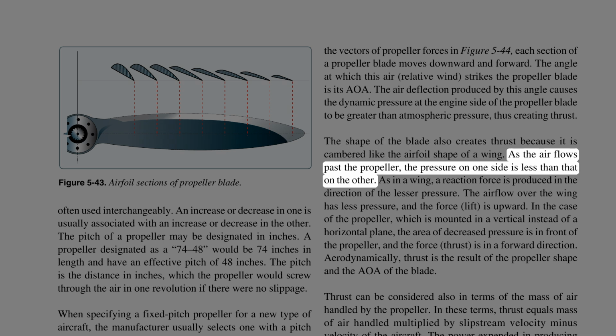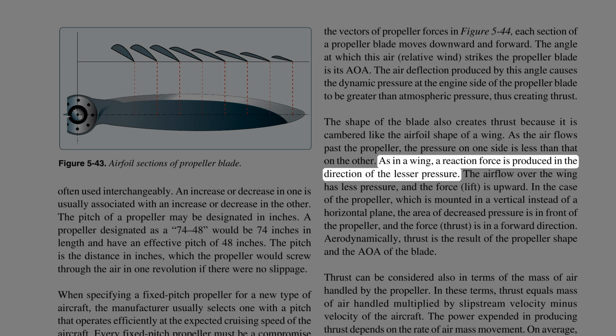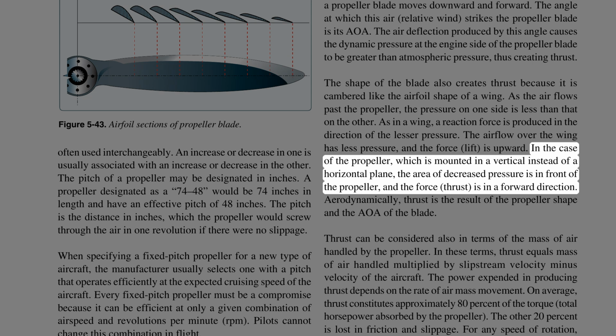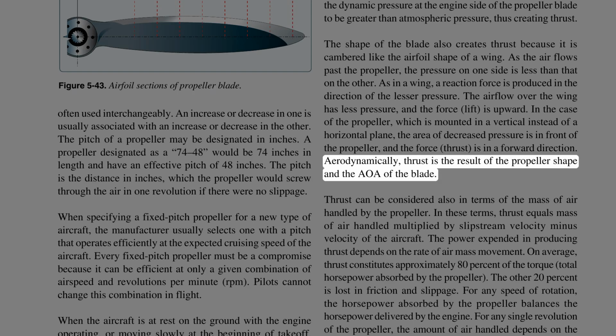As the air flows past the propeller, the pressure on one side is less than that on the other. As in a wing, a reaction force is produced in the direction of the lesser pressure. The airflow over the wing has less pressure, and the force, lift, is upward. In the case of the propeller, which is mounted in a vertical instead of a horizontal plane, the area of decreased pressure is in front of the propeller, and the force, thrust, is in a forward direction. Aerodynamically, thrust is the result of the propeller shape and the AOA of the blade.